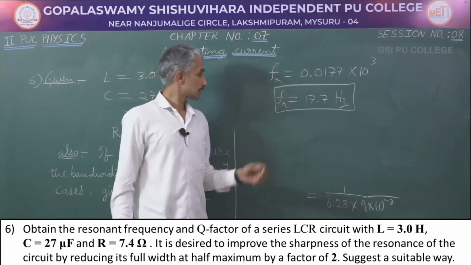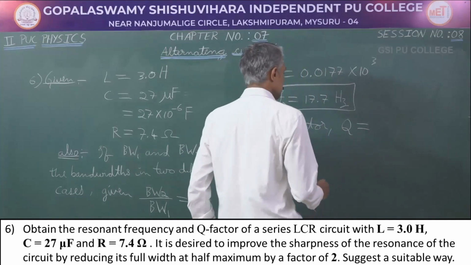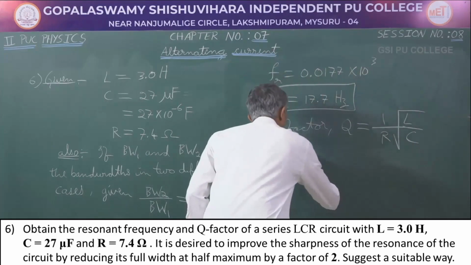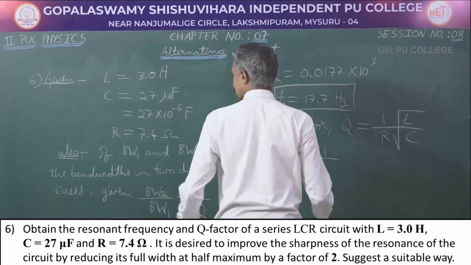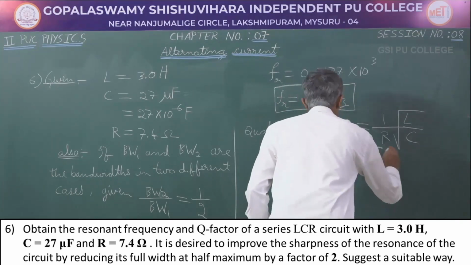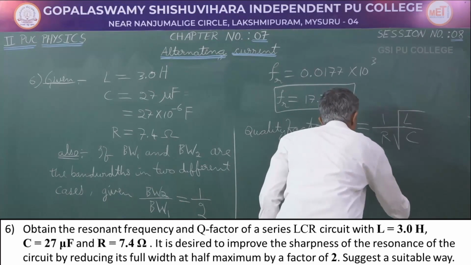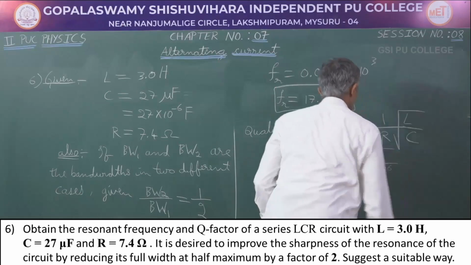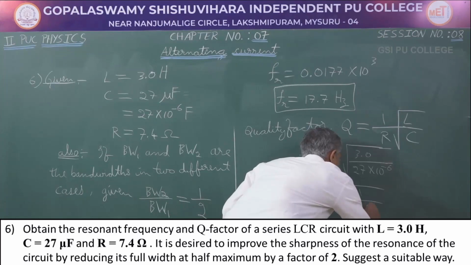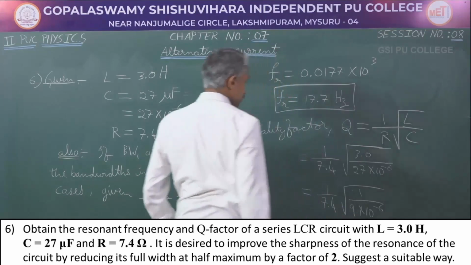Now we are supposed to find the quality factor. Quality factor, which is Q, is given by 1 by R into root of L by C. So that is going to be equal to 1 divided by R, which is 7.4, into root of 3 divided by 27 into 10 to the power minus 6. Further, 3 by 27 is nothing but 1 by 9, into 10 to the power minus 6. 3 9s are 27.